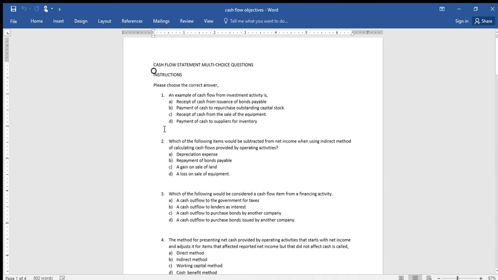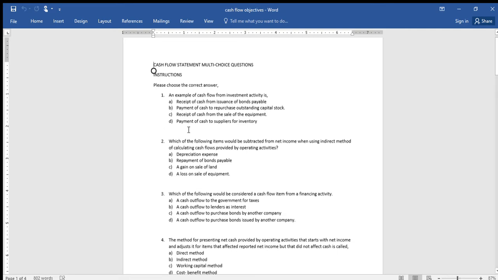Then B. Payment of cash to repurchase outstanding capital stock. That is also a financing activity. Then C. Receipt of cash from the sale of an equipment. That is an investment activity. We said investment activity mainly deals with the purchase and disposal of non-current assets. So receipt of cash from sale of an equipment, that is an investment activity.